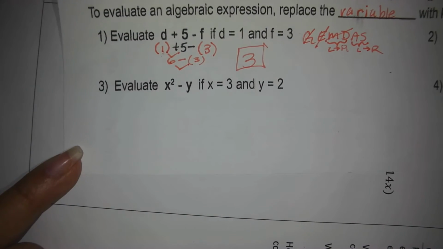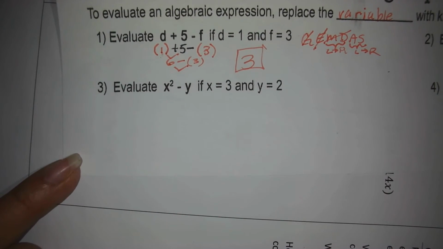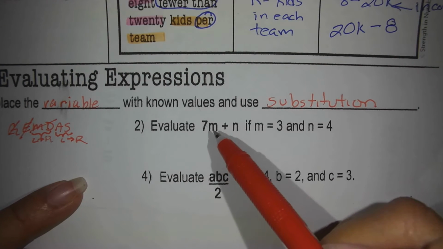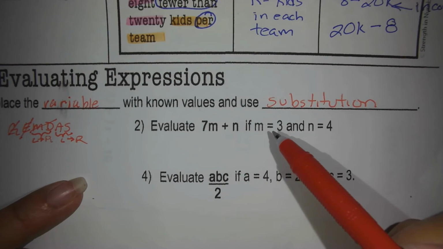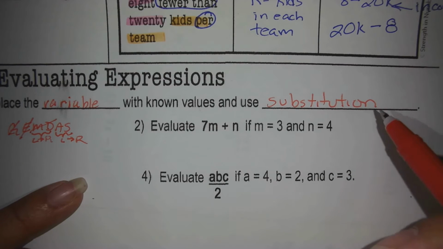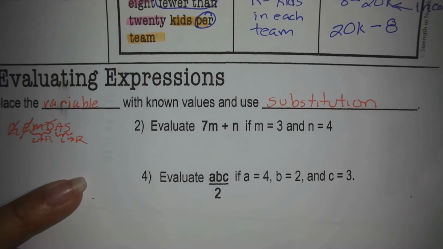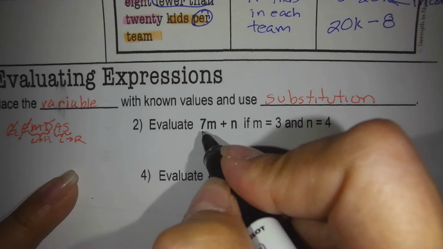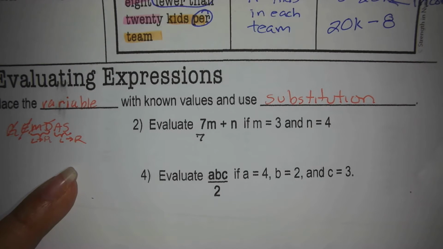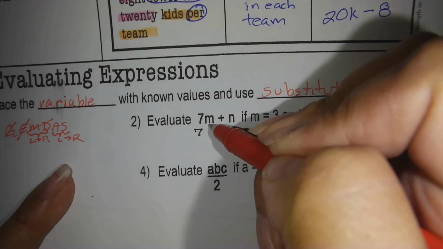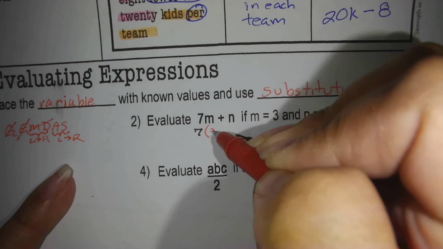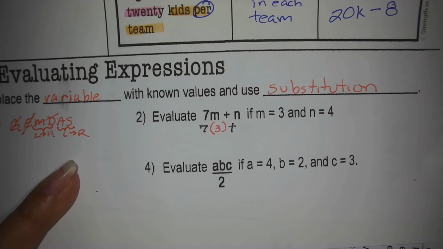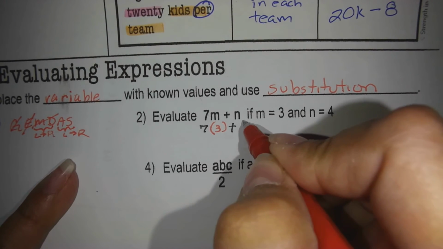Moving on to the next one. Number 2. Evaluate 7m plus n if m equals 3 and n equals 4. We're going to substitute in. So we have 7, and 7 is 7. And then we're substituting the m. Again, put it in parentheses. It's 3. The plus is plus. And then we have n, which is 4. Put it in parentheses.